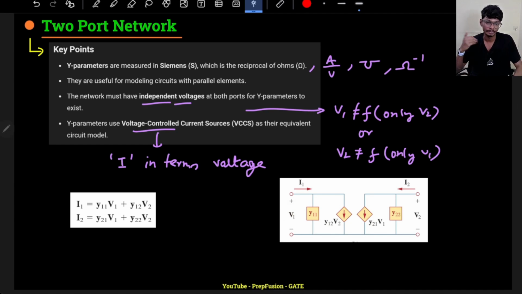There is no problem. But what I can think is, if someday they are framing MSQs now, so theoretically if they ask something like this, you should understand what kind of dependent source is used for the y parameter, and what kind is used for the z parameter, because they can frame a theoretical MSQ from this particular concept. So that's why I'm explaining all these things. That was about it basically.